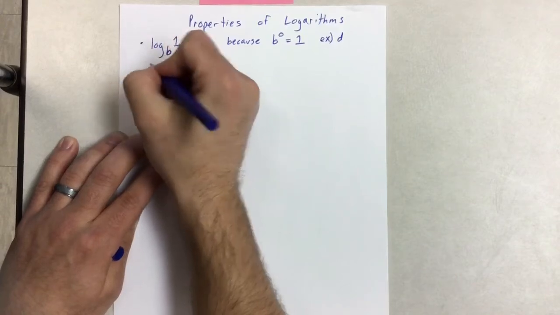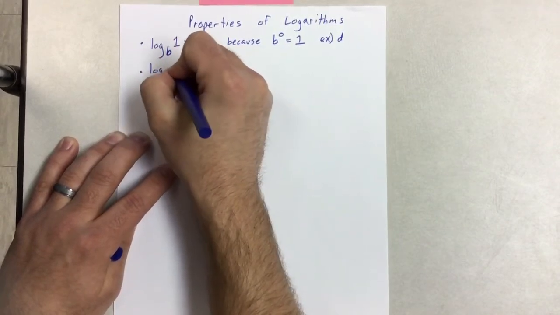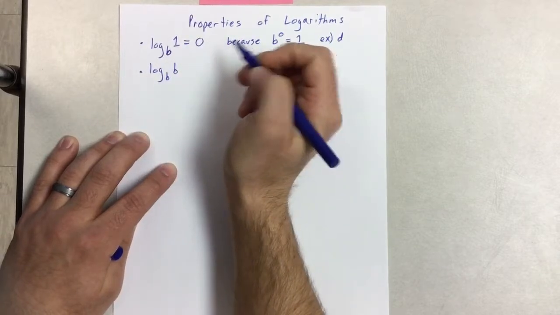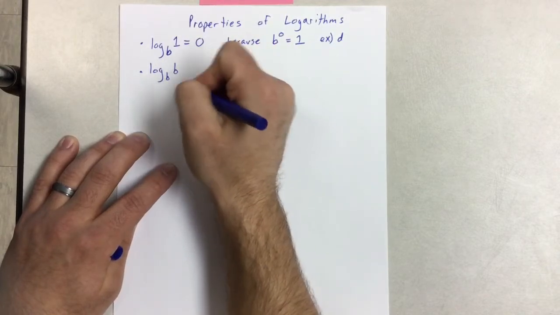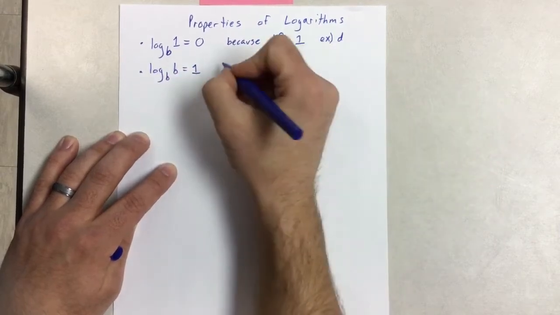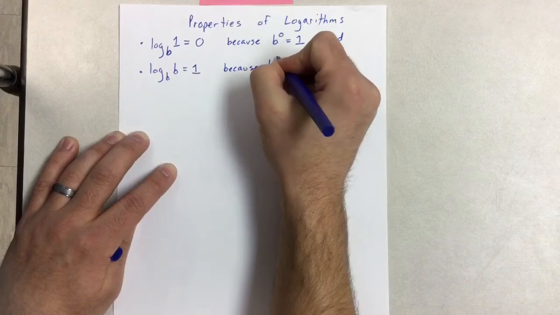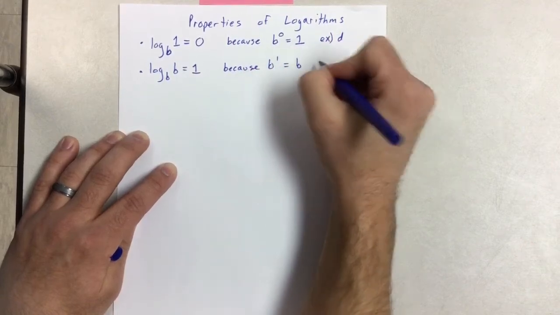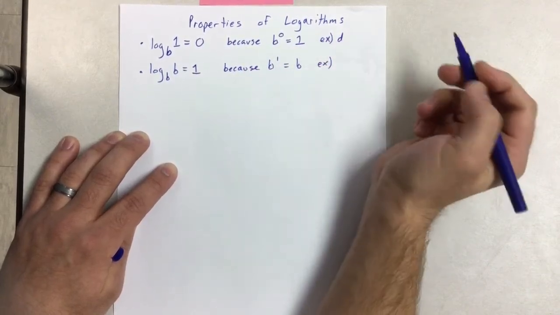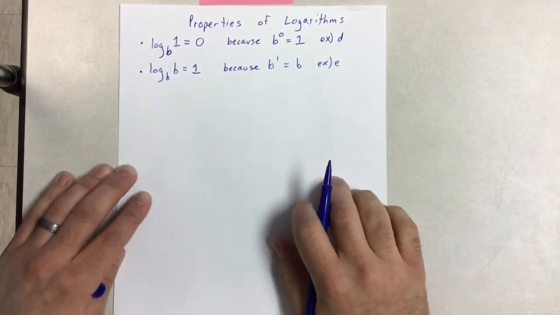Let's say we have this property, log base b of b. I'm trying to find a number that gives us b in return. Well, that was 1, as we saw in the previous page, because b raised to the first power is b. This would have been example E. And we have 2 more.